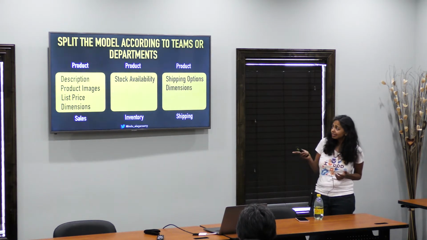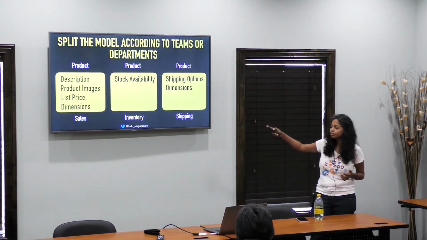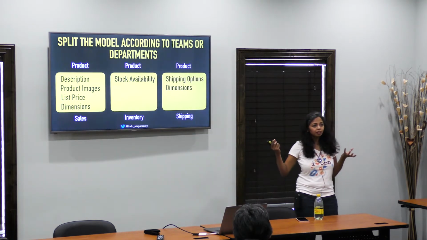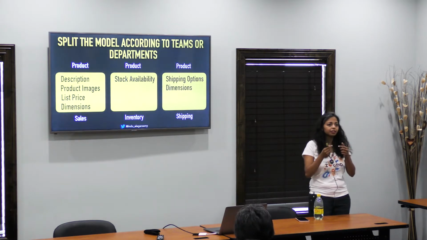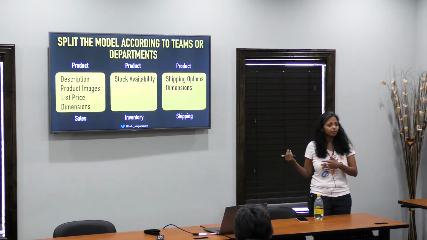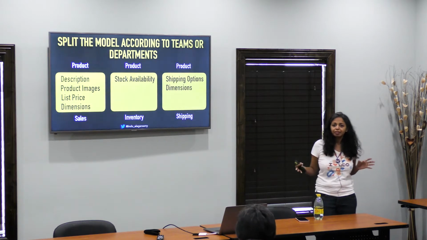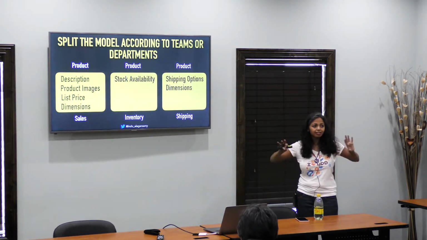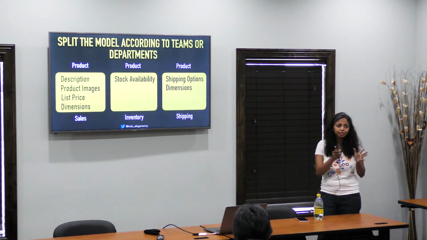So in here, the product in sales has dimensions. The product in shipping has dimensions. But what dimensions mean to sales might be, hey, what does this weigh and how long is this. But for the shipping people, it's, does it fit in this size box, so the dimensions might be completely different. By having them be in separate contexts, these contexts have the freedom to do what they want with that dimensions thing. So you've separated those models.